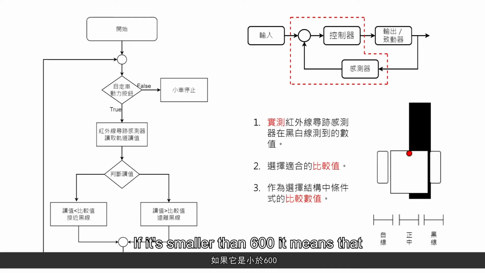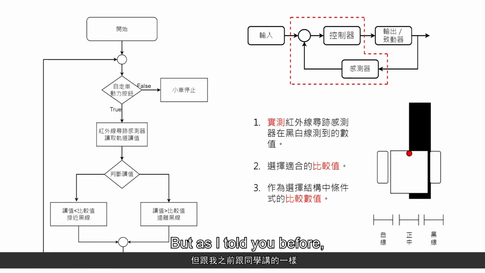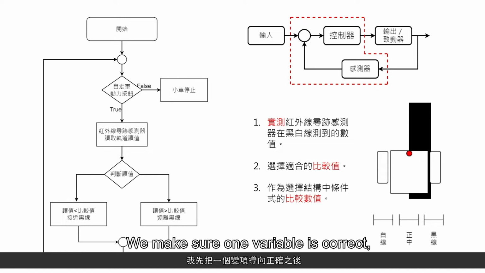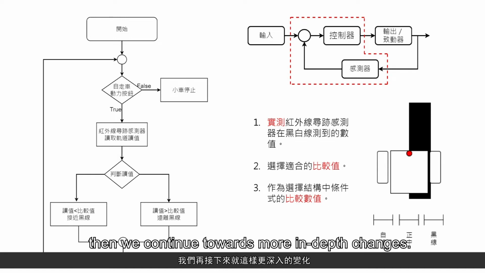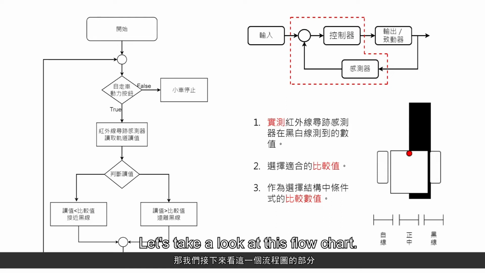If it's smaller than 600, it means that it's in the white area. If it is greater than 600, it's in the black area. At this stage, it's still very similar to the motion using digital signal, but as I told you before, whenever we are writing a program, we should not make a lot of progress at once, but should write it slowly. We make sure one variable is correct. Then we continue towards more in-depth changes. When you are not familiarized with programming, we do this step by step. When you are familiarized with this, you can perform all the things all together. It doesn't matter. Let's take a look at this flowchart.